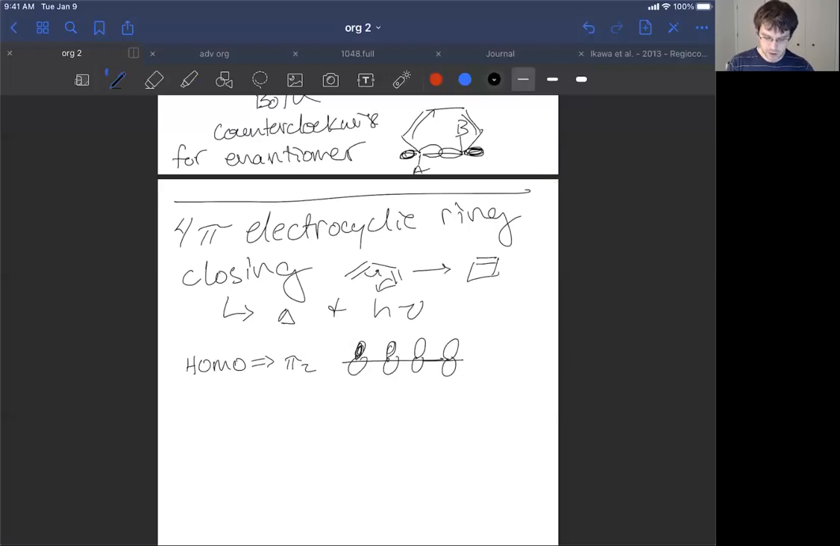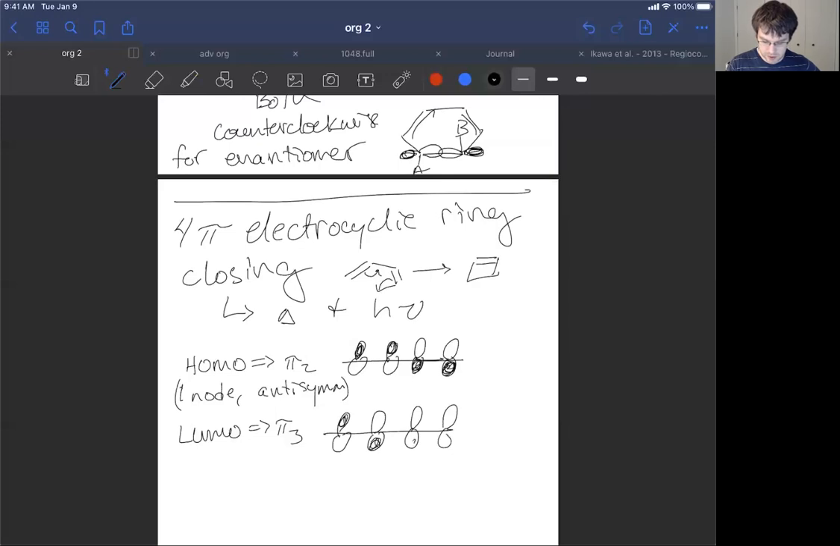Pi 2 has one node and it's antisymmetric because it's an even numbered molecular orbital. So one node, antisymmetric. That is, the left is the opposite of the right. Okay. So there's our HOMO. And our LUMO is pi 3. Now we have a symmetric molecular orbital because it's odd numbered and we have 2 nodes. So node there for 2 nodes.